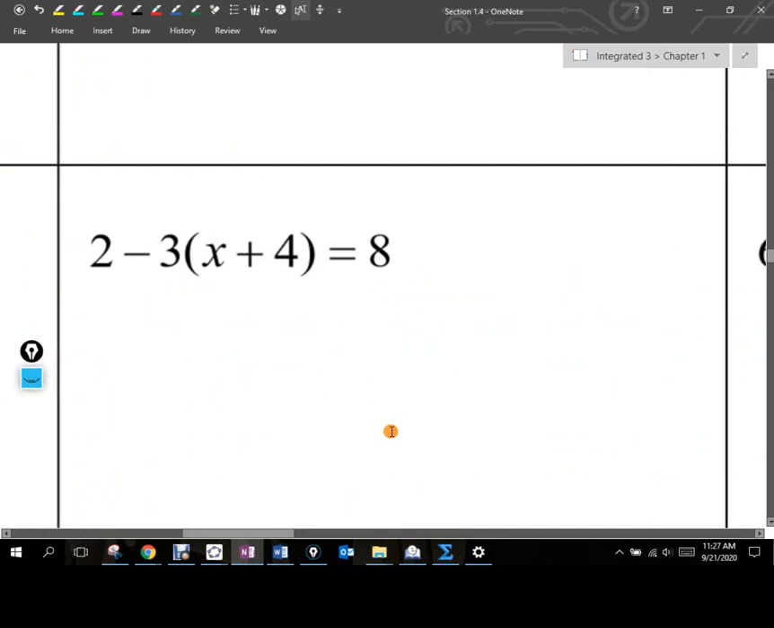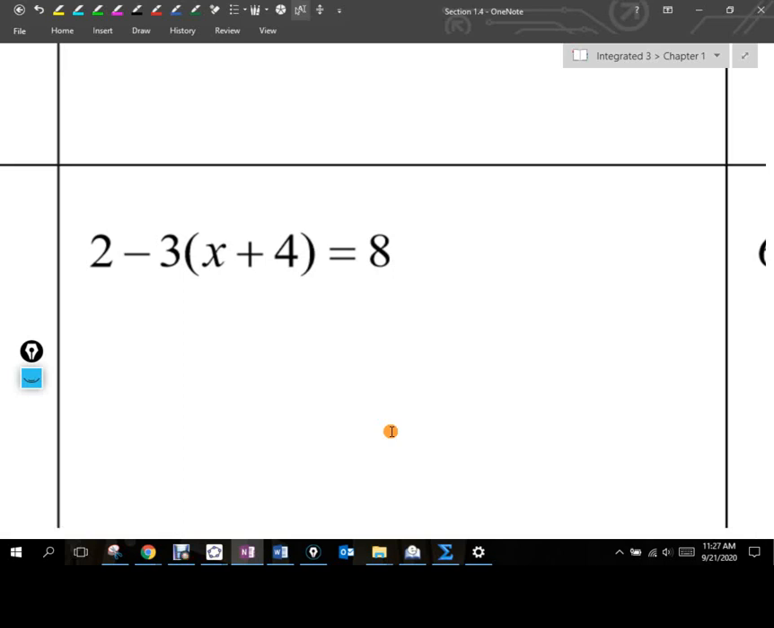What about this one? What did we do first last time? Distribute. I think that's the best thing to do here. Okay. So what is the number you're going to distribute?